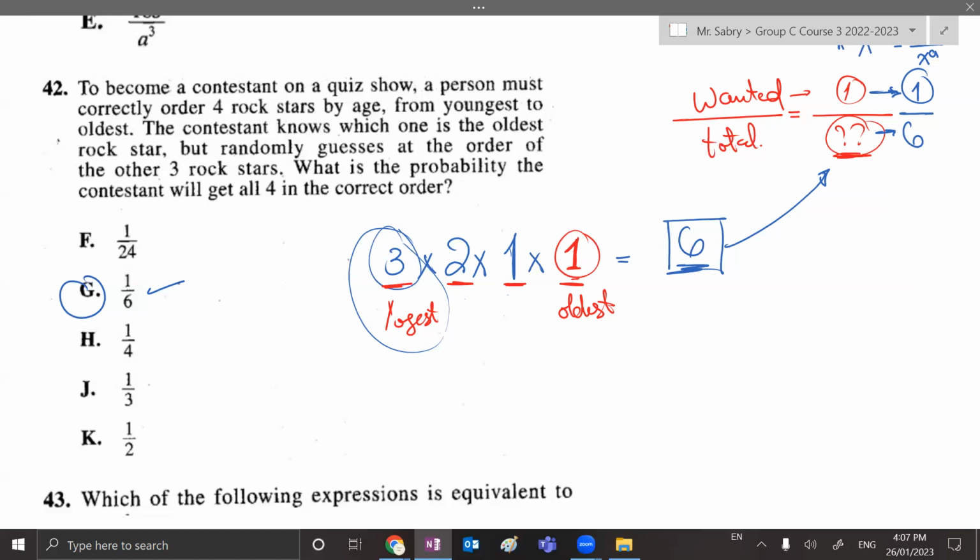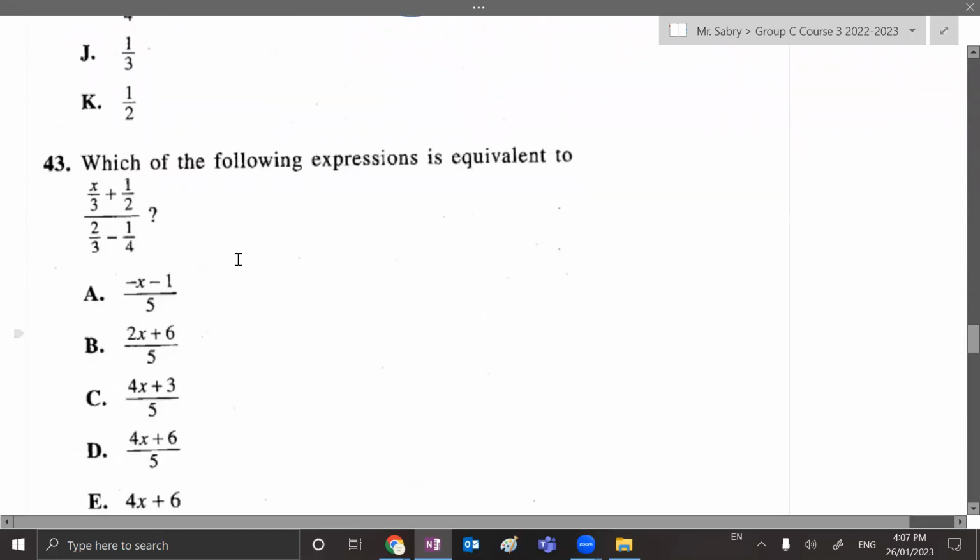Yes, it makes sense. Thank you. Perfect يا عمر. Now let's see 43.